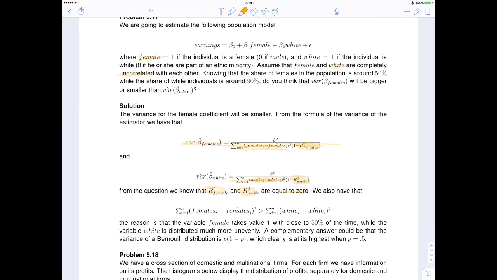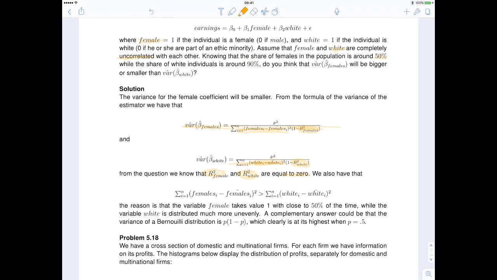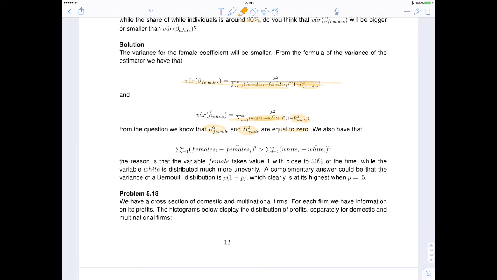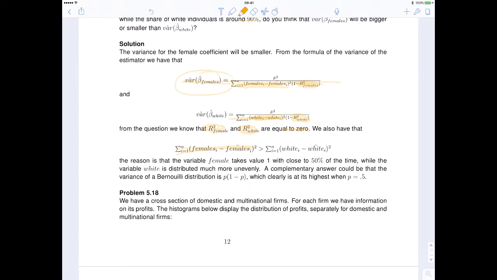And we're told that female share of the population is about 50%, white is about 90%, so which one has the highest variance? Female, right? 50% of them are 0, 50% of them are 1. What about white? 90% of them are 1, 10% of them are 0. So the female one would have a higher variance, therefore the denominator will be higher, and hence this fraction will be lower. Okay.